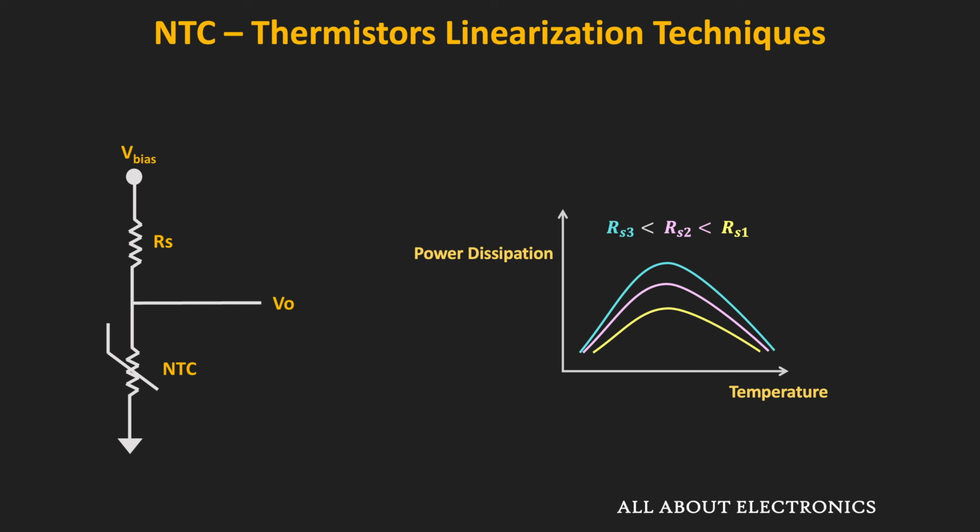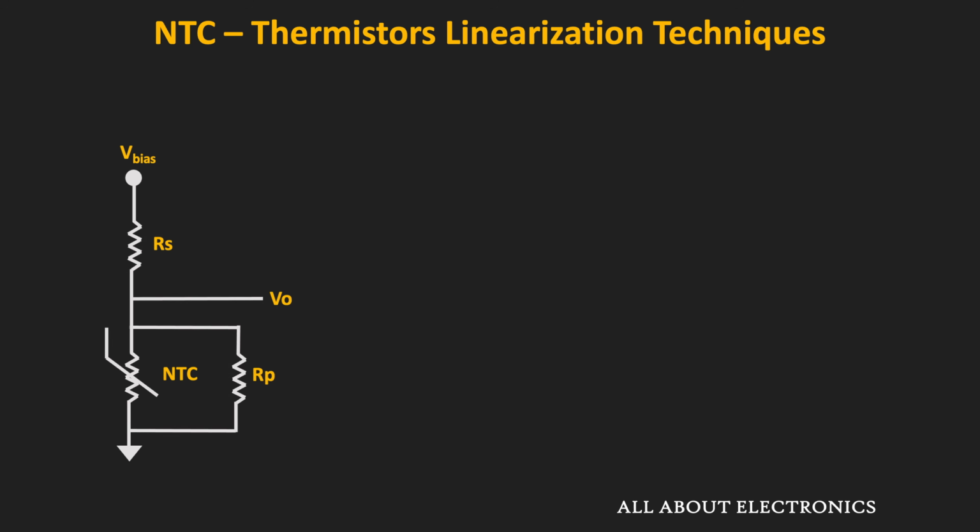Now sometimes, to increase the linearity further, this parallel resistor is also added along with the thermistor. So with this, we can further improve the linearity. But along with that, the sensitivity will further reduce. So as I said earlier, depending on the required linearity and the sensitivity, this parameter should be optimized.